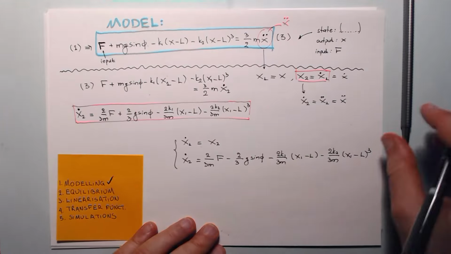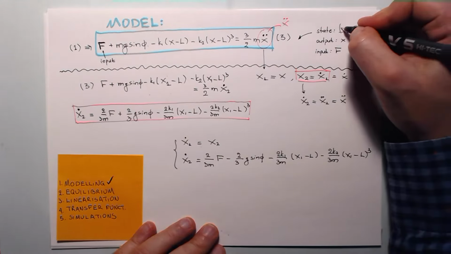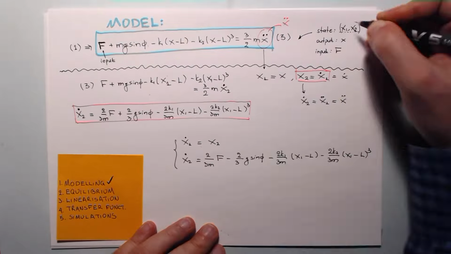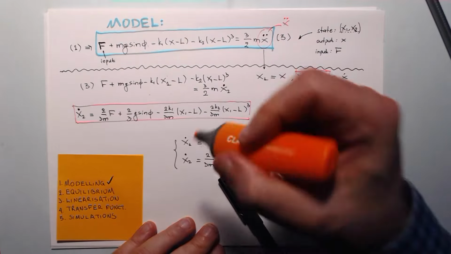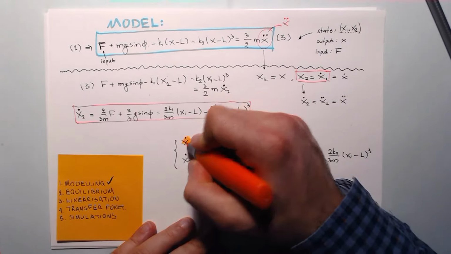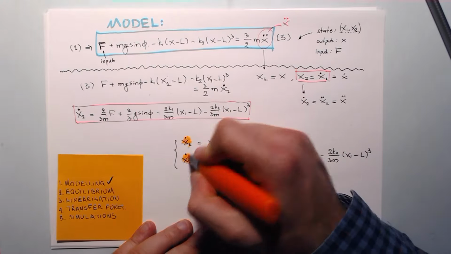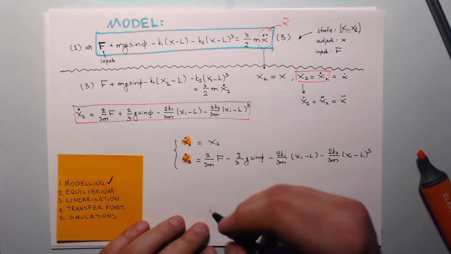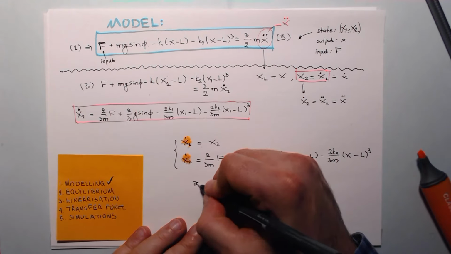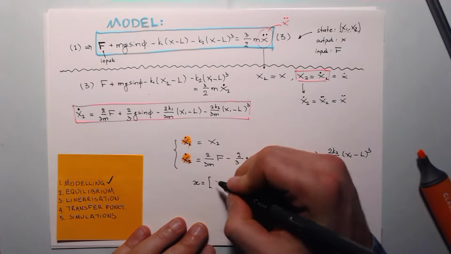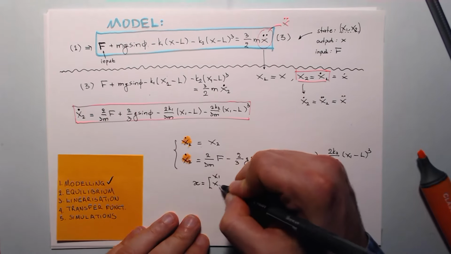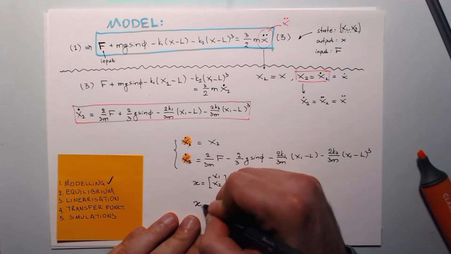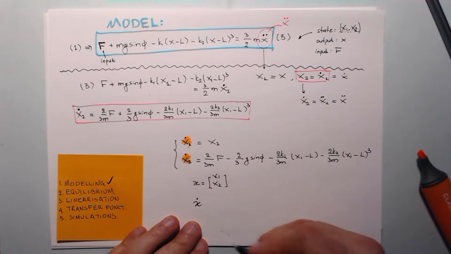And we can tell very easily now that the state is x1 and x2. Why is that the state? Because you see x1 has a derivative here, x2 has a derivative. And if you want to write it in a little more compact form, you would have to define the system state, which is x1, x2 as a vector, and then what is the derivative of the state.